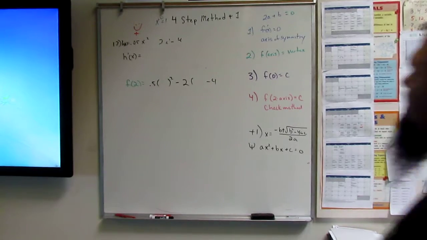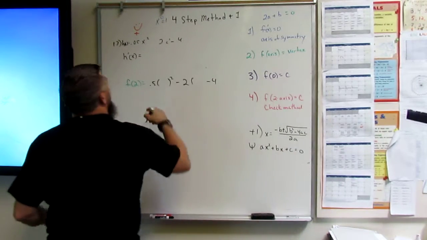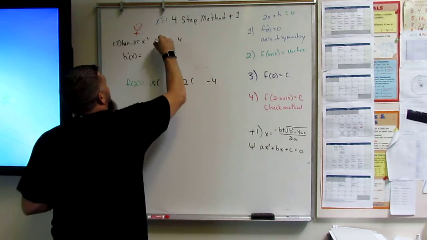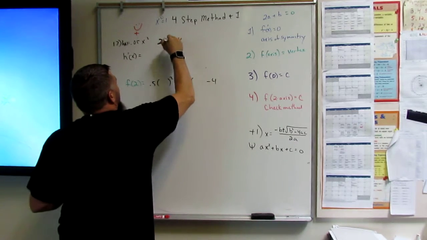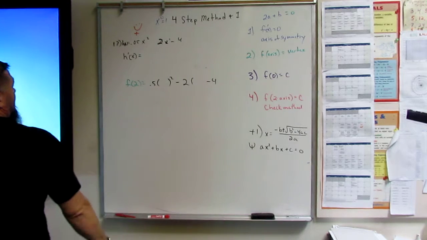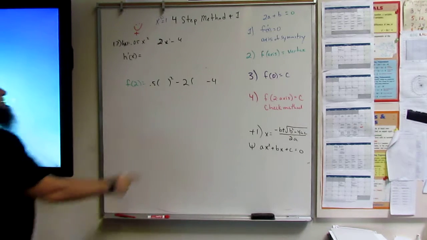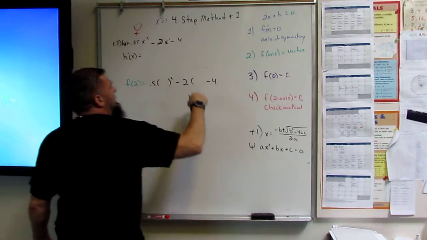All right, redo of problem 17. Help me out. I need to know if this is plus 2x or minus 2x. Oh, I know from right here. It's minus 2x. Okay.